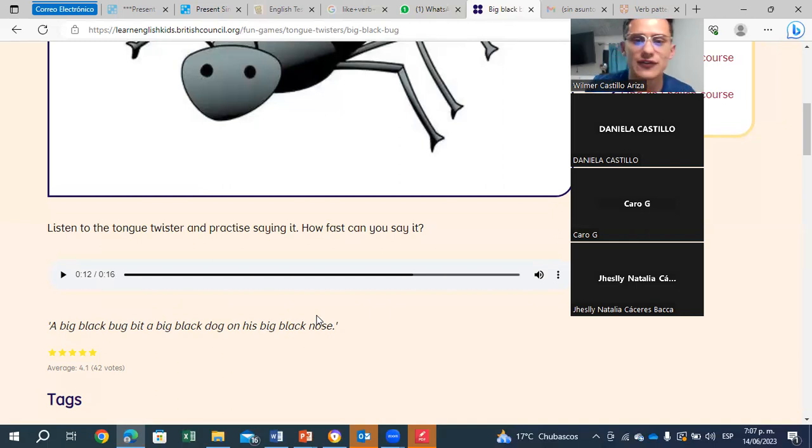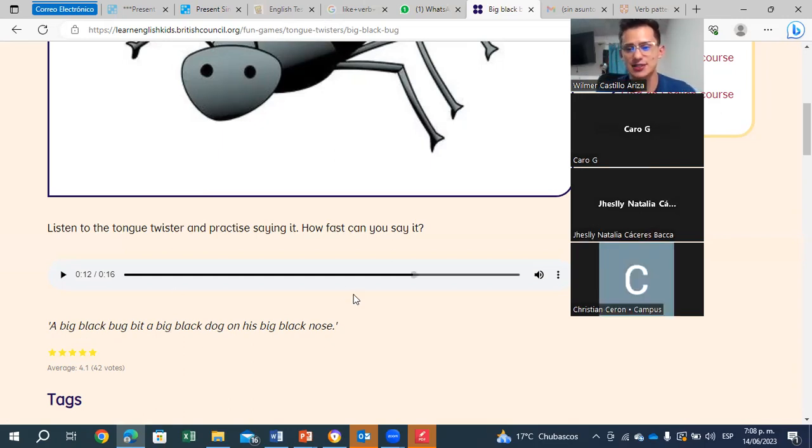Look at this. A big black bug with a big black dog on his big black nose. Who wants to try it? Who of you wants to try it? I want to try. Who wants to try it? I can try, teacher. Okay, Christian, do it. Let's do it.